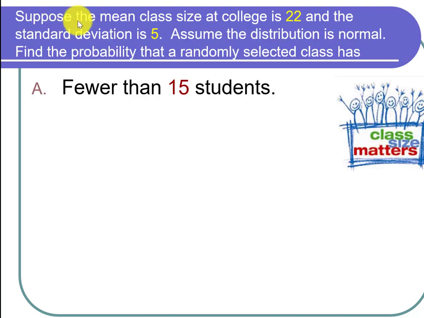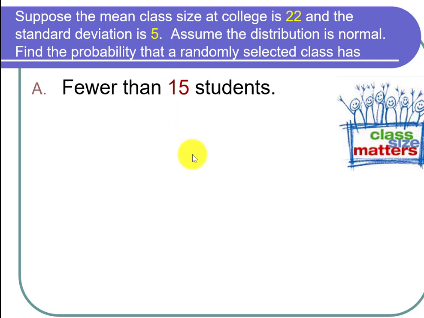So suppose the mean class size at college is 22 students, and the standard deviation is 5 students. Assume the distribution is normal. Find the probability that a randomly selected class has, part A, fewer than 15 students. So very similar to the last question, where we have a mean, we have a standard deviation, and we want to find a probability. Now it's fewer than 15, mean 22, standard deviation 5.